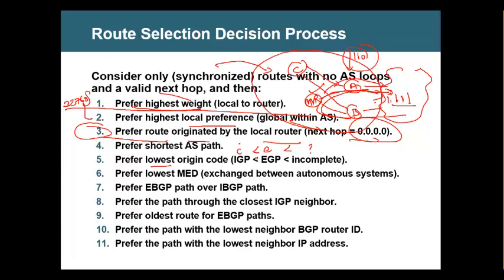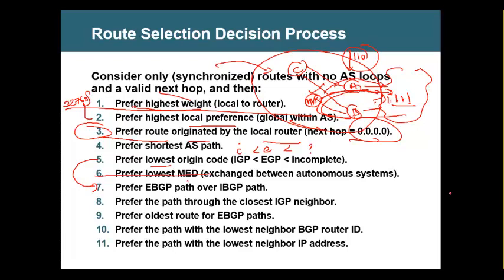Next. Prefers lowest MED, multi-exit discriminator. Prefers lowest MED. Again, I'm telling you, only when there is a tie in the first 5 attributes, the lowest MED path will be preferred. Again, MED is not going to be applicable in all topologies. In some topologies, after this, it will check this, because this one is meaningless for the topology.